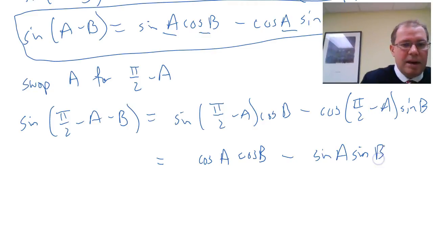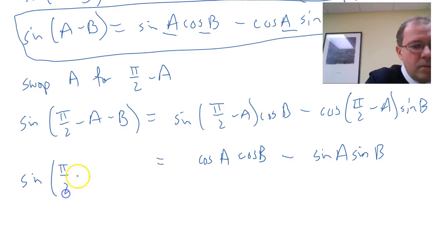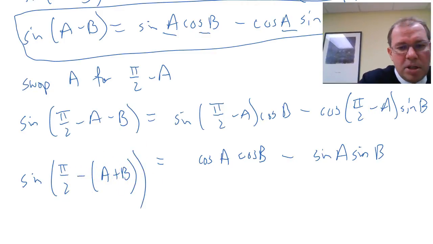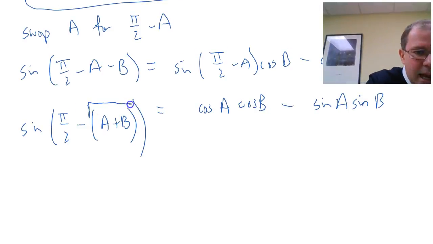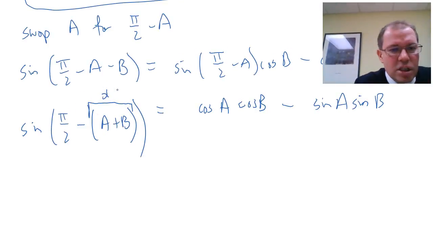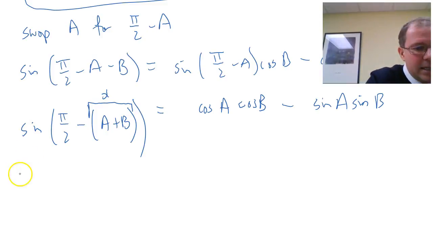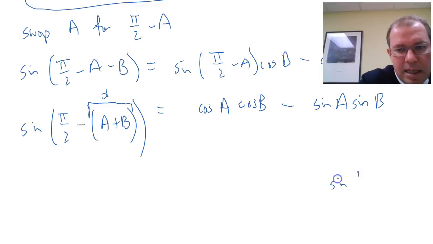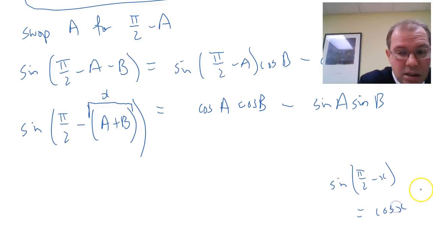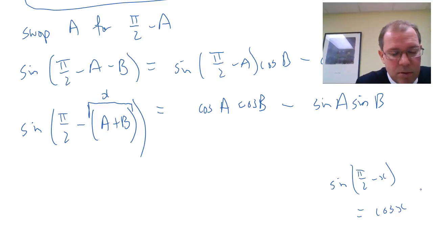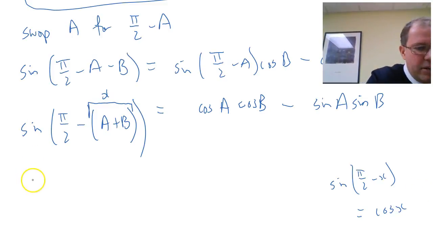and sin B. Now, the left-hand side's a bit trickier. I'm going to factor out the negative, so I have an a plus b there. Now, what I'm going to do is think of this as an x, like an angle x. I've actually got sin(π/2 − x). Sin(π/2 − x), we know again from identities, is cos x. Well, I've let x equal a plus b.